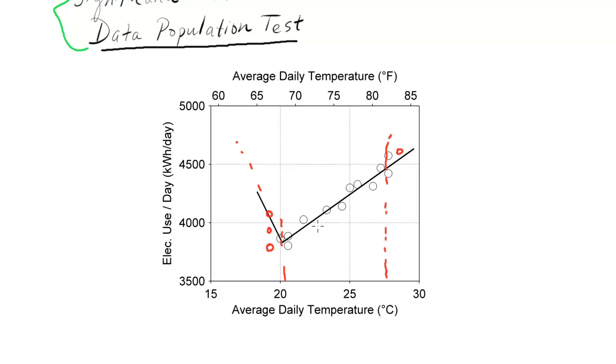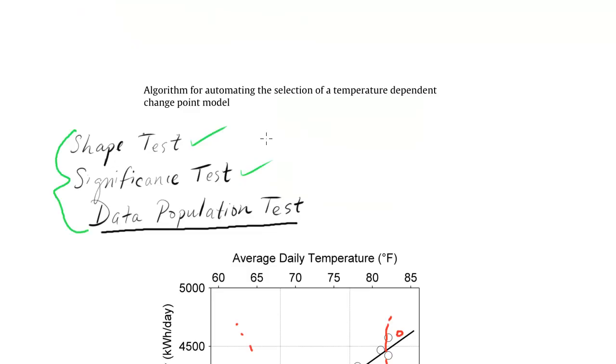And so those three things: checking that the shape makes sense, that there's enough of a slope that makes sense, and there's enough data to consider that slope a trend. If we have all three of these things, then our model is good to go. And we'll show in the next video how these all come together. So I hope you'll join me for that.